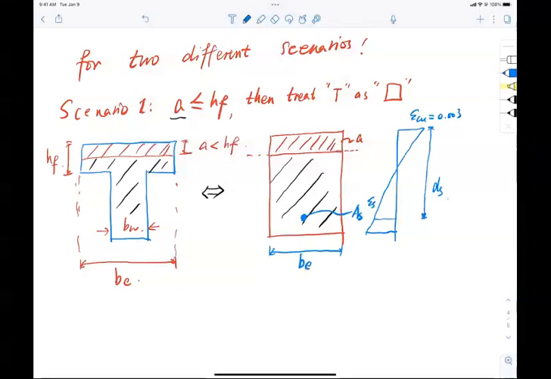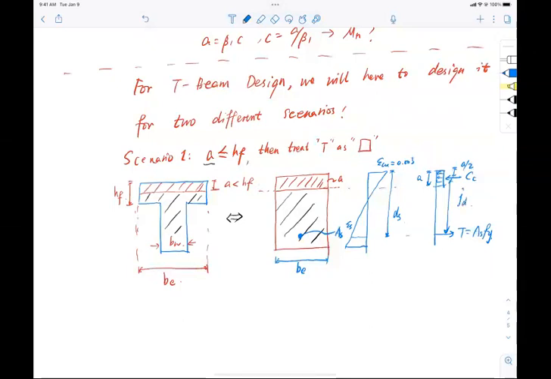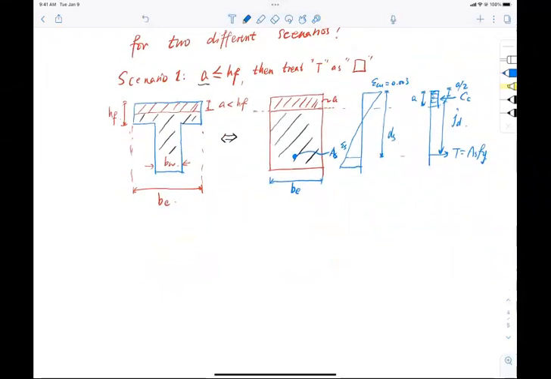And you can compute the total compression. Let me write down here. We need the stress block again. Let me map it out a little better. So this is the extension right here. This is my A, and my total compression force Cc will be here, and this is half A. And I have the tension force T equal to As Fy. The distance between the compression and the tension is the d minus a over 2. So this recovers our rectangular section solution. So Mn would equal the tension multiplied by the distance.